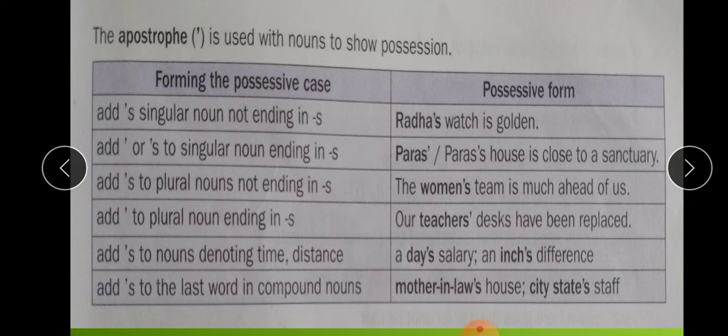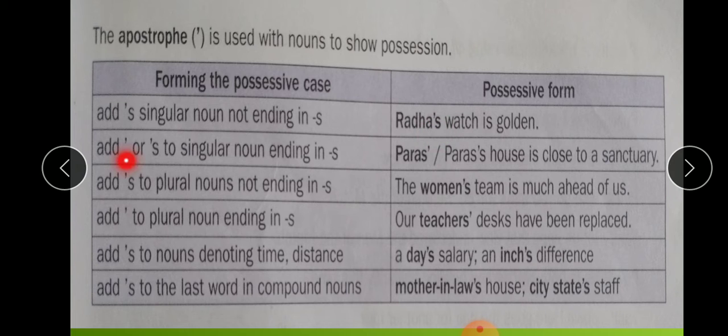Now this is a table wherein we will understand how we can form possessive nouns. Forming the possessive case, and how to form the possessive, we'll see in this. Add 's to a singular noun not ending in s. Here, Radha's watch is golden. Radha is a singular noun and it does not end with s. So we have used apostrophe and s to show the possession.